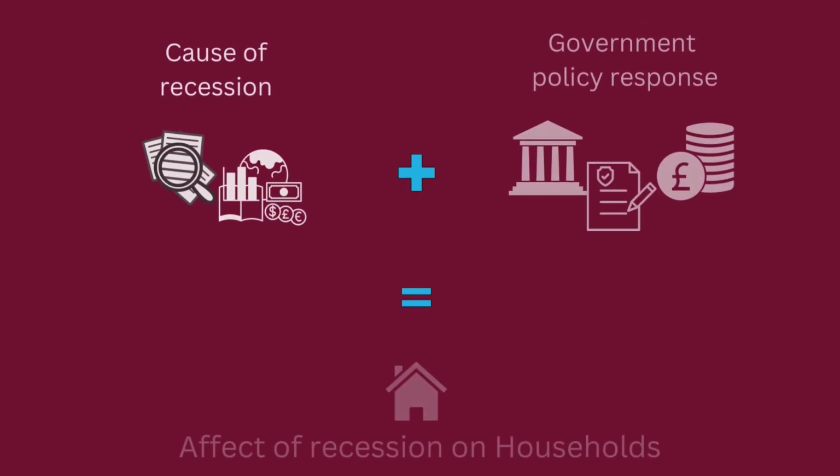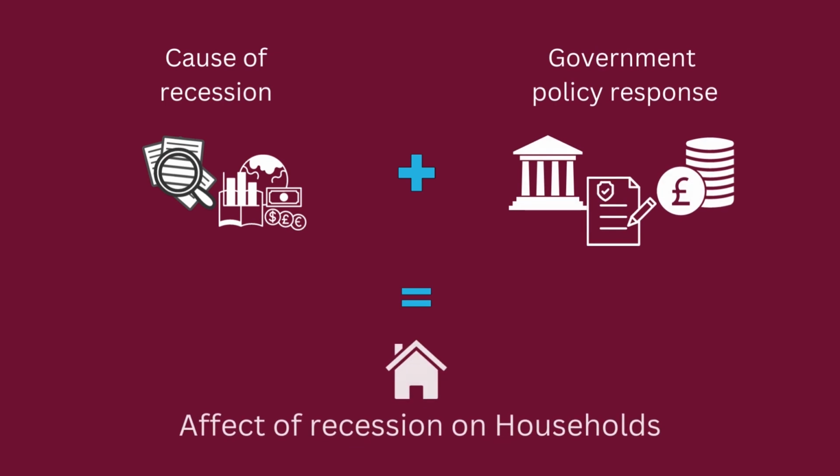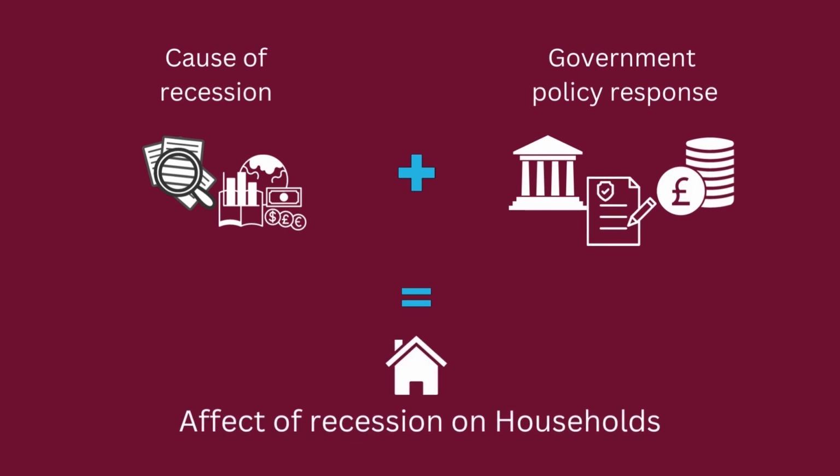On the other hand, the effect a recession has on households depends largely on what caused the recession in the first place, and at least as significant, the government's policy response. To illustrate how all this works, let's take a very brief look at the last 3 major crises in the UK, each of which produced a recession.